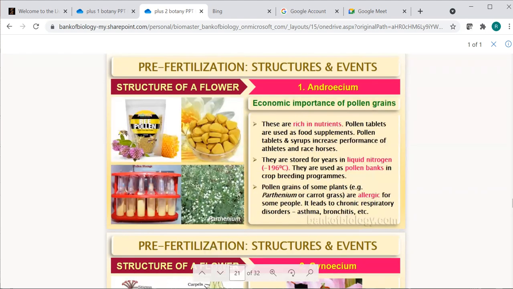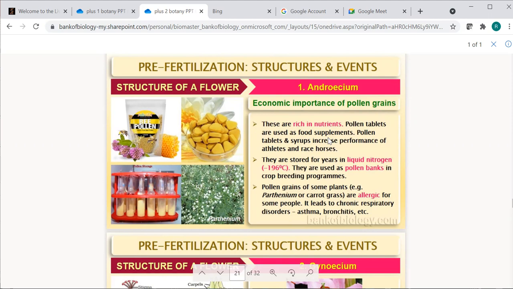Understood? So why are they important in our study? Because they are rich in nutrients. They can be taken as food supplements. So pollen tablets, there are varieties of pollen tablets and syrups. Why? Because they increase the performance of athletes and race horses.